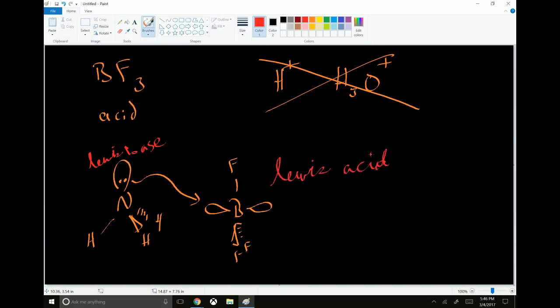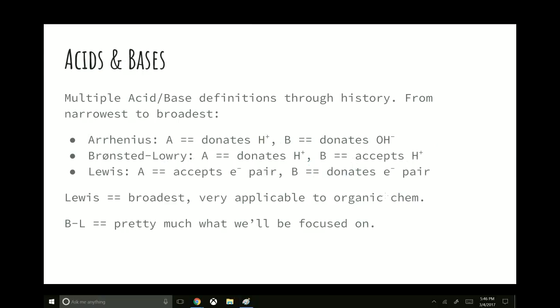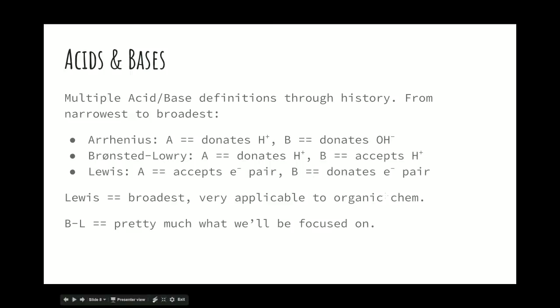Lewis is the broadest, the best definition, because it will explain every acid and base you come into contact with, and it will explain it in terms of electrons, which is a really great and awesome way to do it. But it is not as emotionally satisfying as the other two definitions. Those are really simple, really easy to remember, because all you've got to do is look for the proton, right? Find the proton, you found the acid. So most of the time when we talk about acids and bases, we're going to be using the Bronsted-Lowry or Arrhenius definitions.